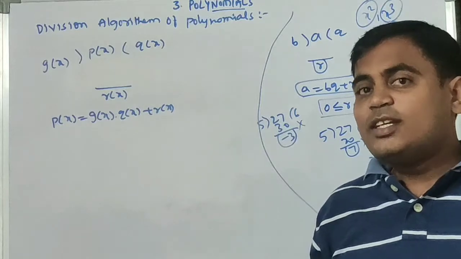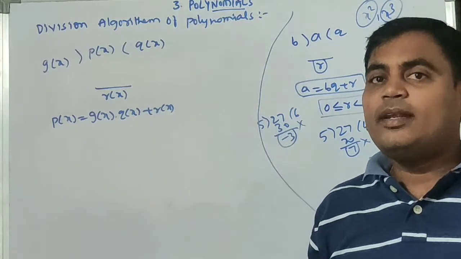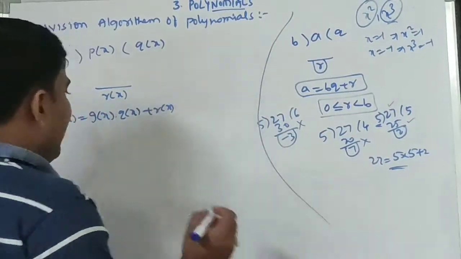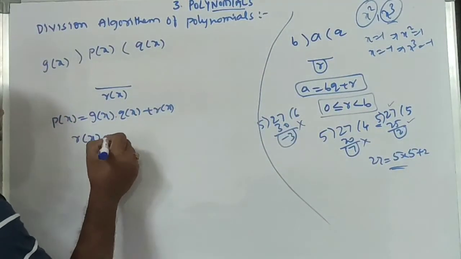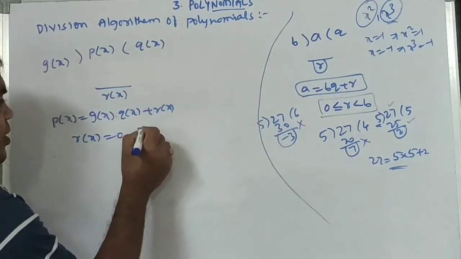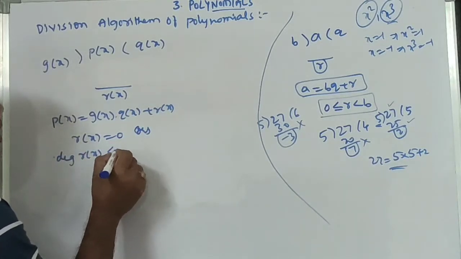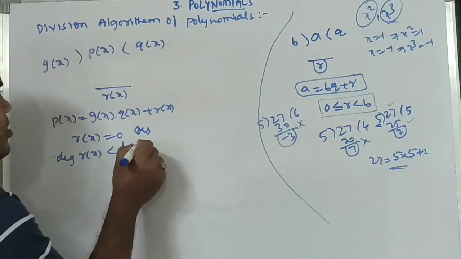We can judge polynomials based upon the degree. So here the condition is either the remainder is equal to 0, or the degree of the remainder r of x should be less than the degree of g of x.